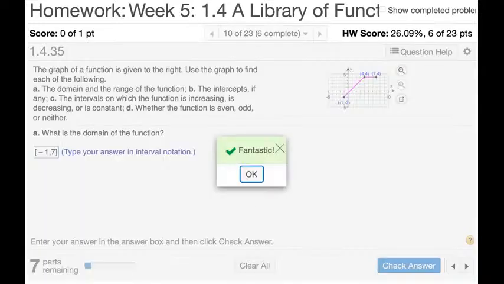Notice I use square brackets. Remember, the square brackets mean we include those endpoints. Parentheses mean we get really, really close, but we do not include those endpoints, right? But here we do include the endpoints.